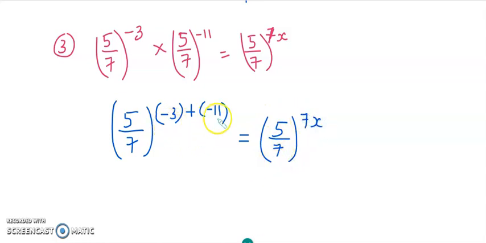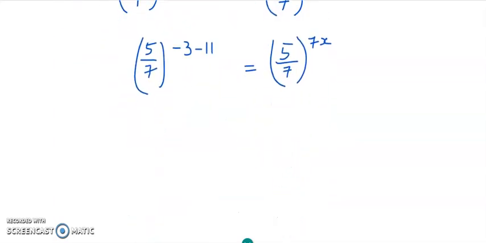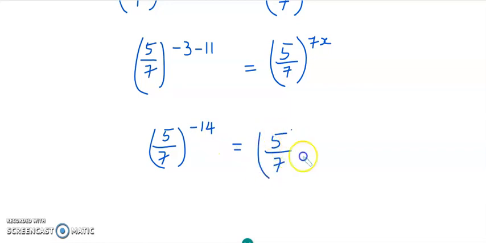Okay. Now minus 3 plus of minus 11, we'll simplify it as minus 3 plus of minus is minus 11, which is equals to 5 over 7 to the power of 7x. Okay. Let's go to the next step. So this will be 5 over 7, minus 3 minus 11 means added. So it's minus 14, which is equals to 5 over 7 to the power of 7x.